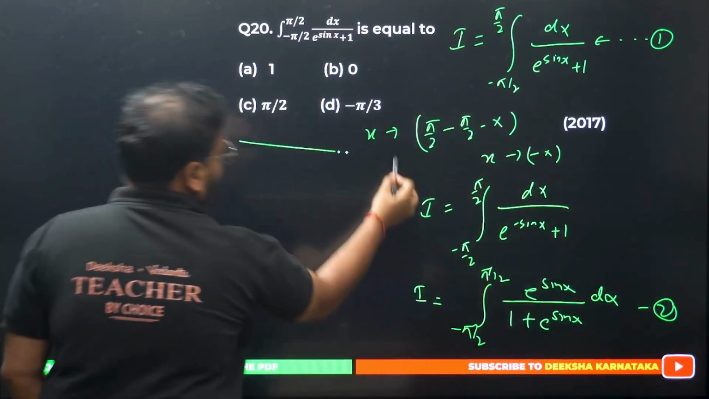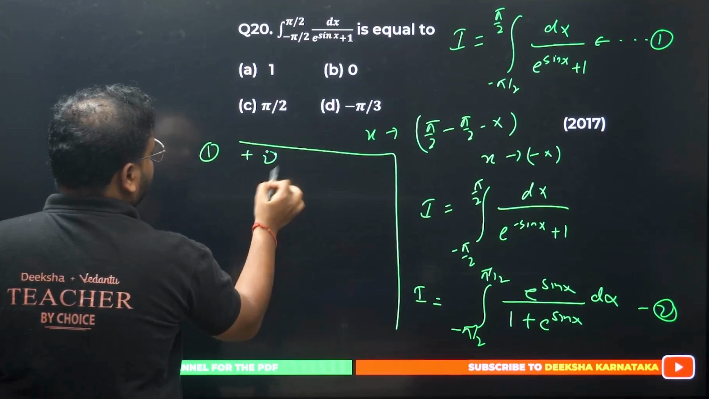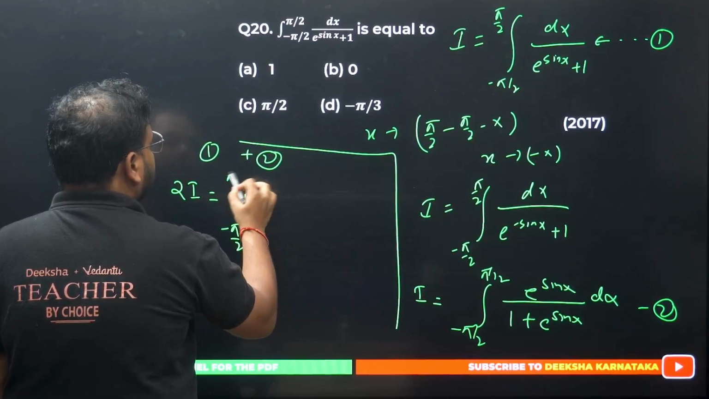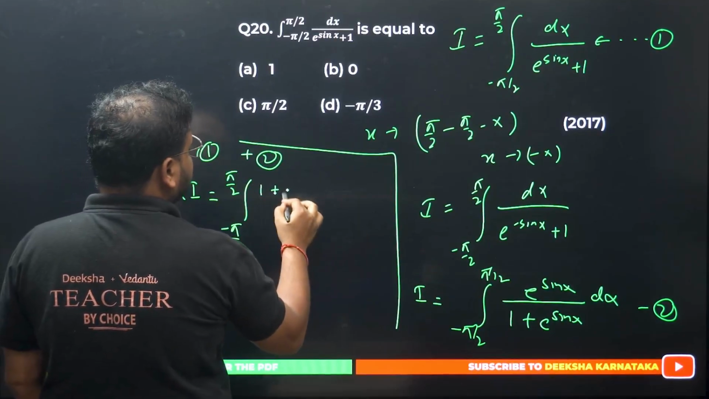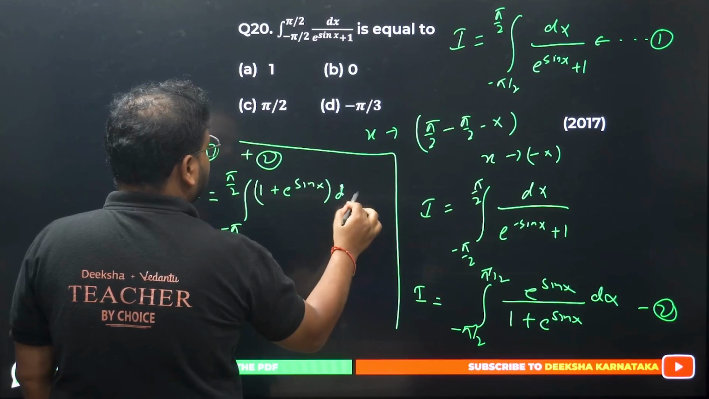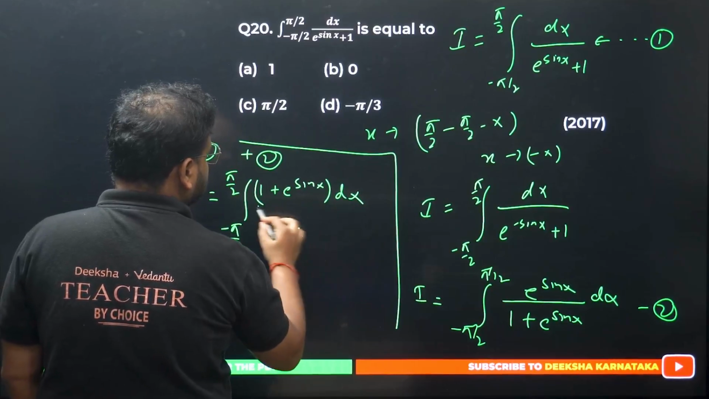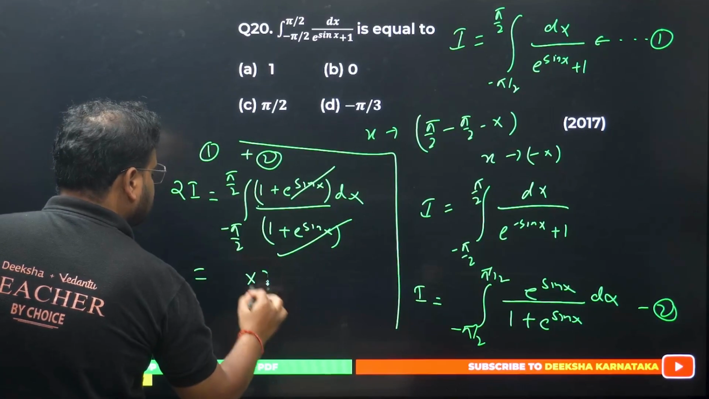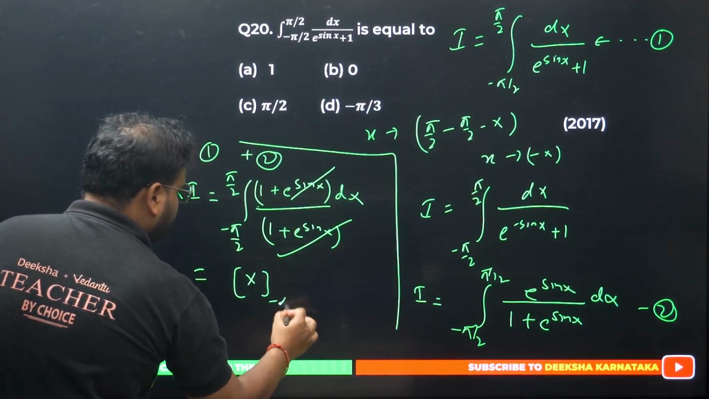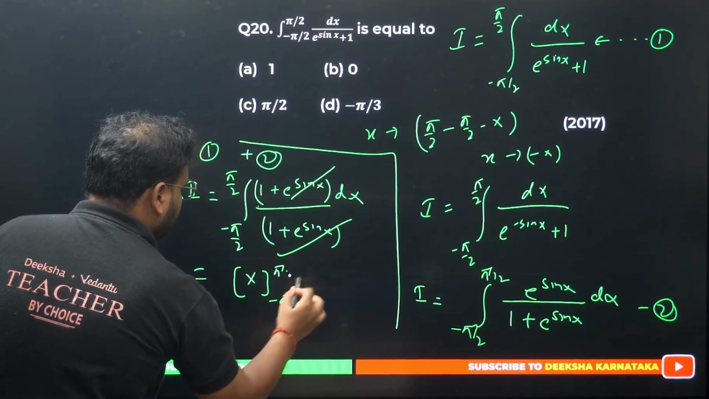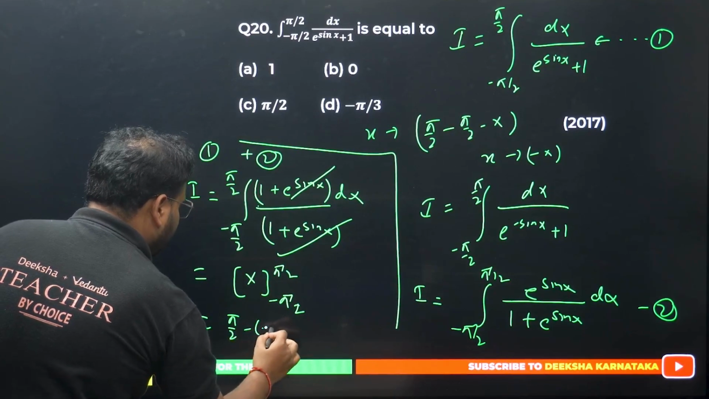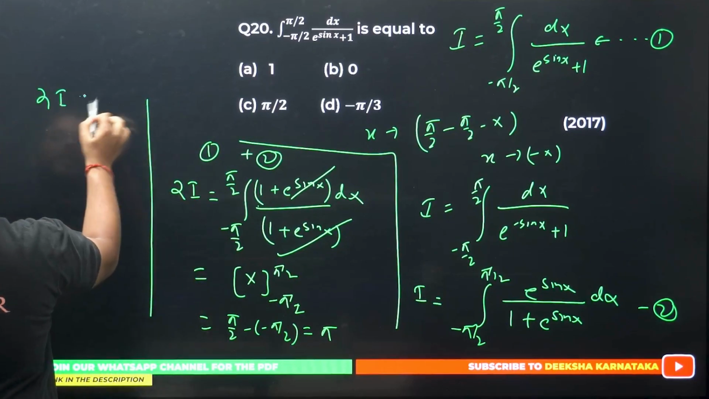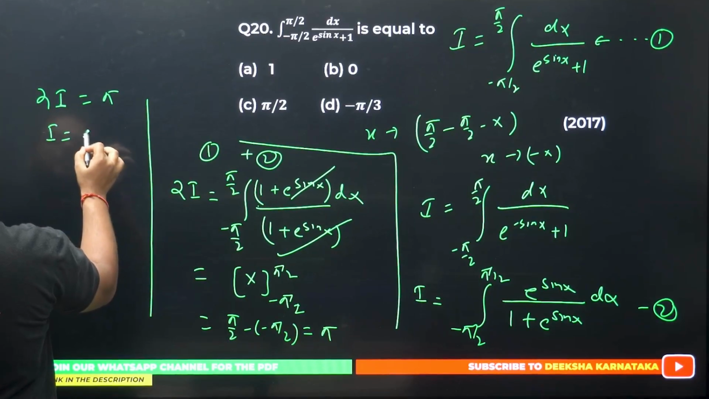Add 1 and 2. What will you have? You'll have 2I equals minus pi by 2 to pi by 2, 1 plus e power sin x dx divided by 1 plus e power sin x. Cancelled. Answer is x. Integration of dx is x from where to where? Minus pi by 2 to pi by 2 was the answer. Pi by 2 minus of minus pi by 2, which is pi. The whole thing becomes 2I is pi, so I value is pi by 2.